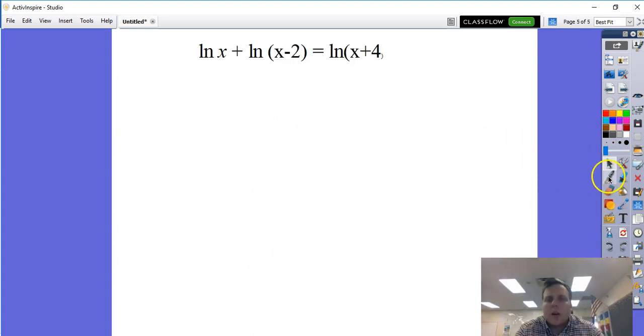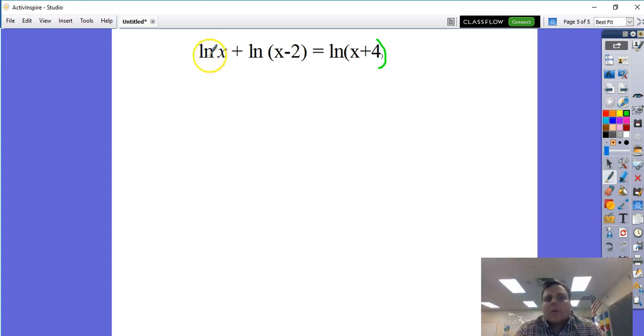Alright, we're on problem 3. Natural log of x plus natural log of x minus 2 is equal to the natural log of x plus 4. That's a parenthesis. I just apparently forgot to finish it. Okay, a couple things to point out about this problem. One, there's a whole lot of natural logs. What is the base when it's a natural log? That's right, the base is e, the number e.